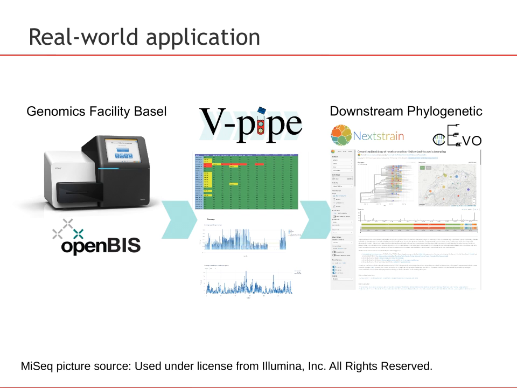SARS-CoV-2 sequences. Swab tests which have been detected positive by the Viollier laboratory in Switzerland have been obtained by the genomic facility in Basel. They perform sequencing analysis using an Illumina MiSeq, and the raw data are uploaded into their openBIS repository. V-Pipe takes care of automatically downloading the raw reads from openBIS, performing the analysis, also doing quality checks and making reports to assess the quality of the results.